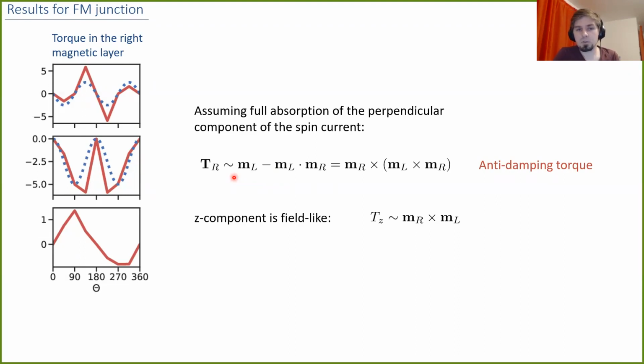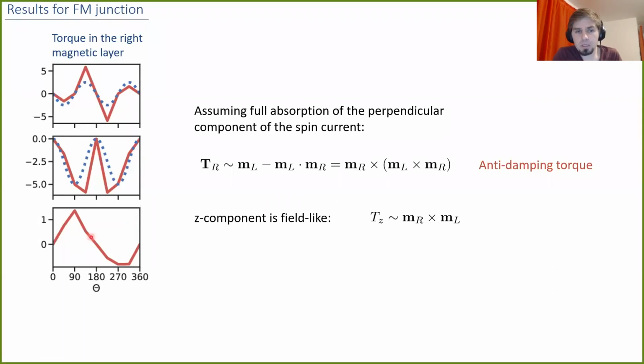So this means what we have is the spin current minus the parallel component. And this is equal to this expression, and this is a well-known anti-damping torque. This is called anti-damping because it has the same formula as the damping torque term in the dynamic equations for the magnetic moments. Now here the blue line is a fit to this. You see it's not perfect, but it's quite good. So this kind of behaves in an expected way.